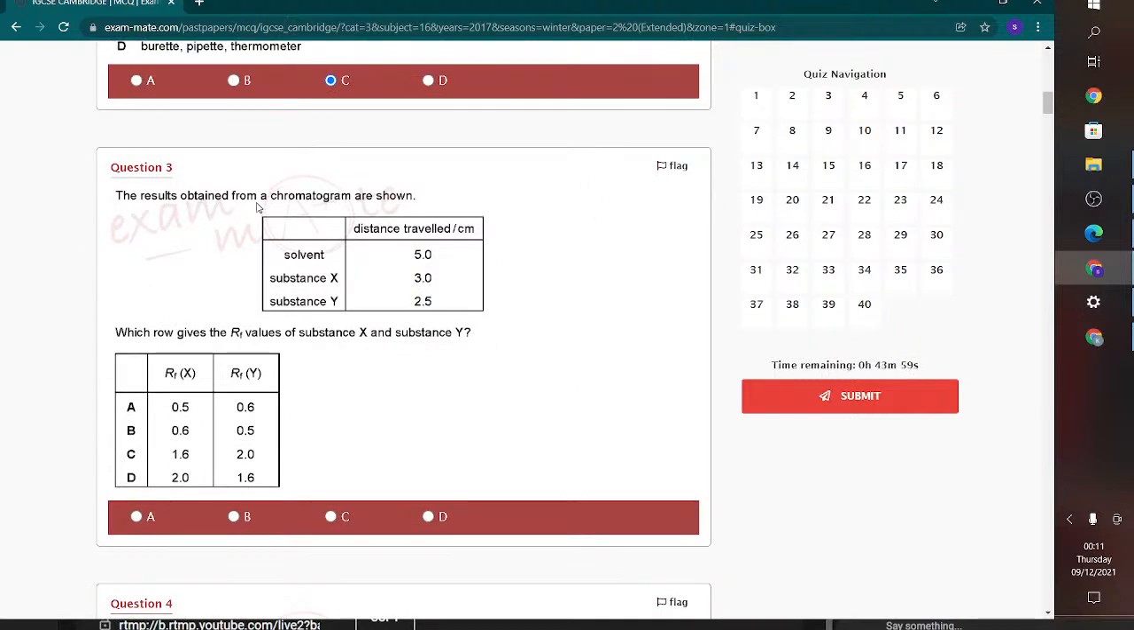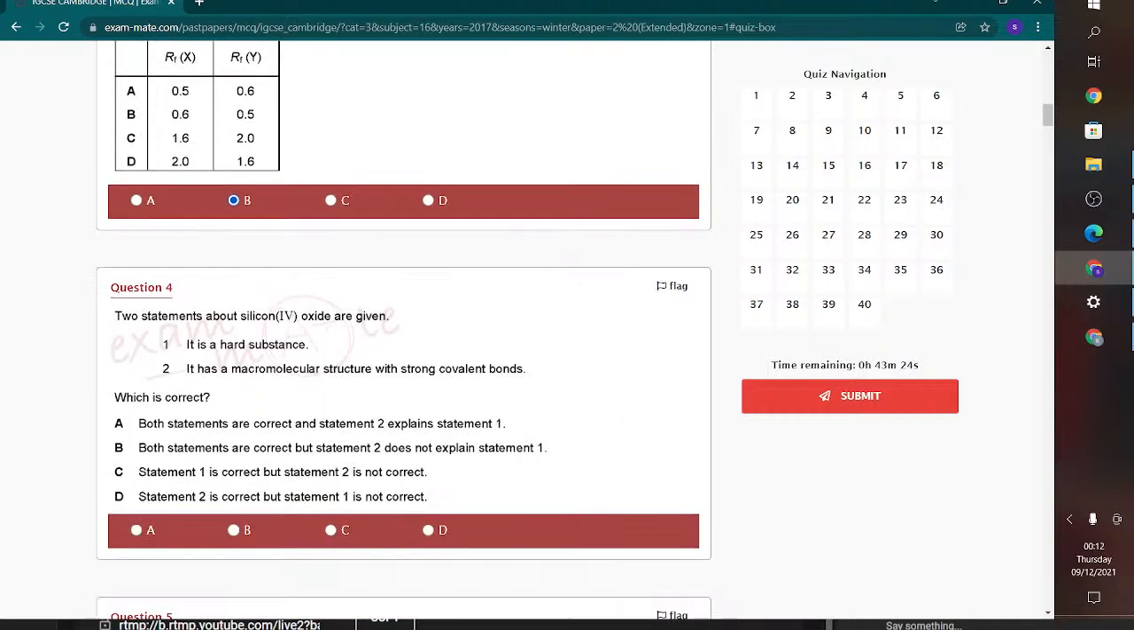The results obtained from a chromatogram are shown. Which row gives the Rf values of substance X and substance Y? The Rf value formula is distance traveled by the substance upon distance traveled by the solvent. So to calculate the Rf value of substance X, we will do 3 upon 5, which is 0.6, and 2.5 upon 5 for Y, which is 0.5. So the answer is B.